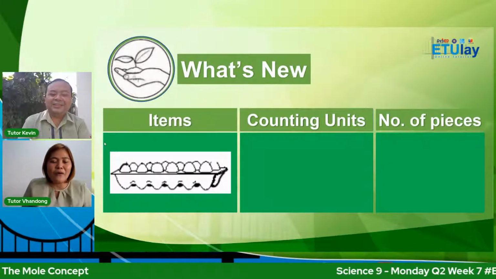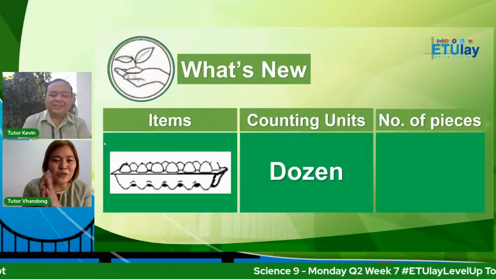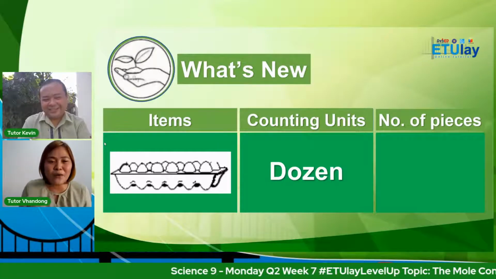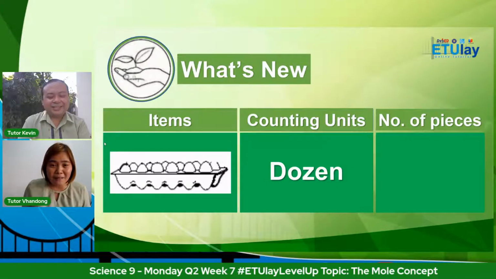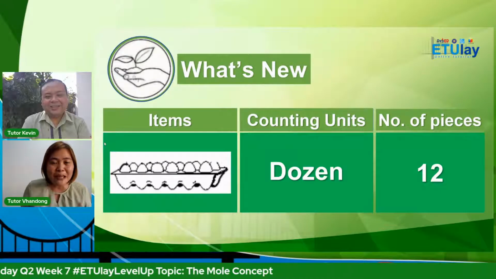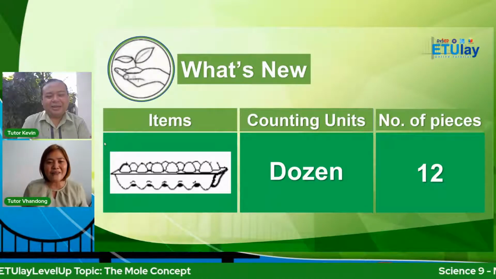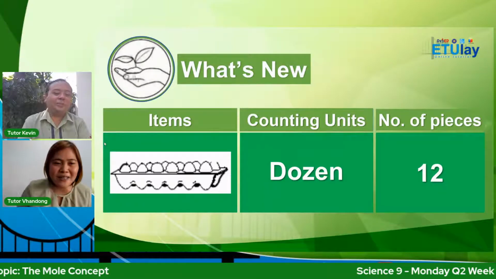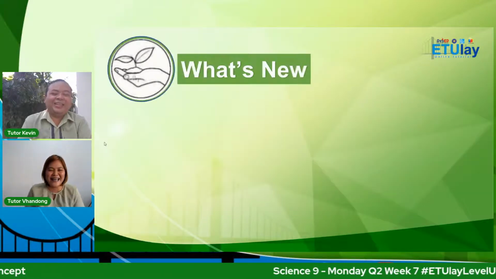Ayan, nakakita ako ng egg. Famous na famous siya nitong New Year dahil pampaswerte daw yan. Pag bumili tayo, dozen, Tutor Kevin. At pag sinabing dosena, alam na nila kung ilang piraso, di ba? 12 pieces yan. Parang ang hirap, pabili nga po ng 12 pirasong itlog.